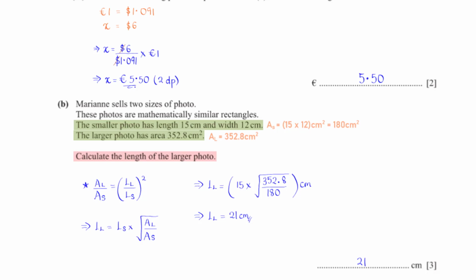For similar shapes, we know that the ratio of their areas should be equal to the square of the ratio of their corresponding sides. In this case, we are using the lengths of the two rectangles. When we make the length of the larger photo the subject, this is what we have. LS is 15 centimeters. AL is 352.8 centimeters squared and AS is 180 centimeters squared. When we type this into the calculator, we get 21 centimeters.